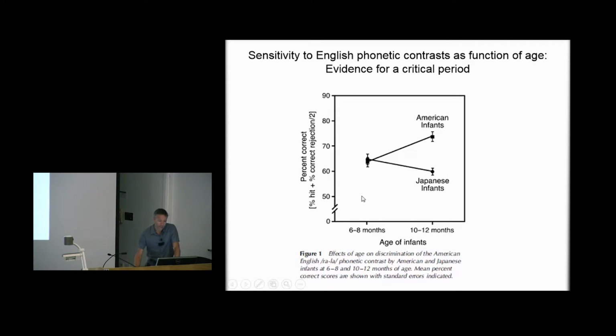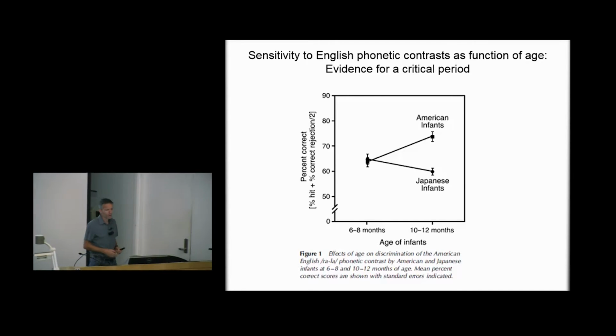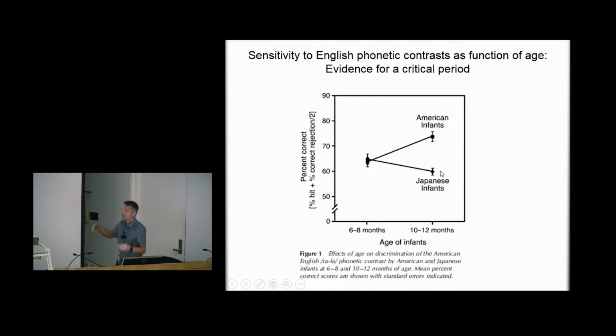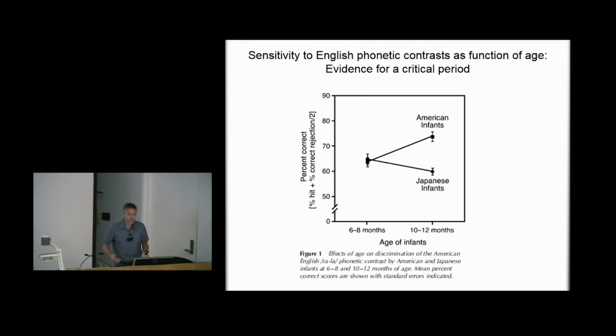And she found that in English phonetic contrast, like ra versus la, that's meaningful in English, less meaningful in Japanese, that around 6 to 8 months of age, American infants as well as Japanese infants are about equally good in terms of discriminating between these phonemes. But something happens between 8 and 10 months of age. Patricia Kuhl calls that the critical period or a sensitive period, during which exposure to these phonetic contrasts, the American infants are becoming better at discriminating these, but Japanese infants start to lose the ability to discriminate between ra versus la. So there's evidence for sensitive or critical periods in phonological learning.